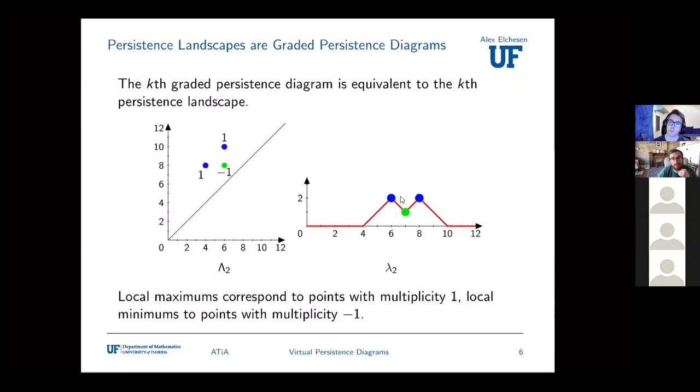Oh, just for the persistence landscape. The blue points correspond to the local maximums of the persistence landscape, and the green point corresponds to, I don't know if you can see my mouse, the local minimum of the landscape.